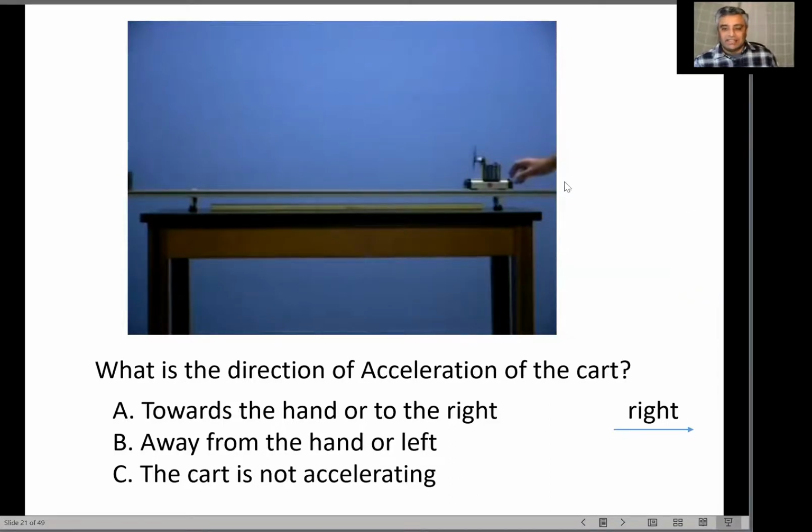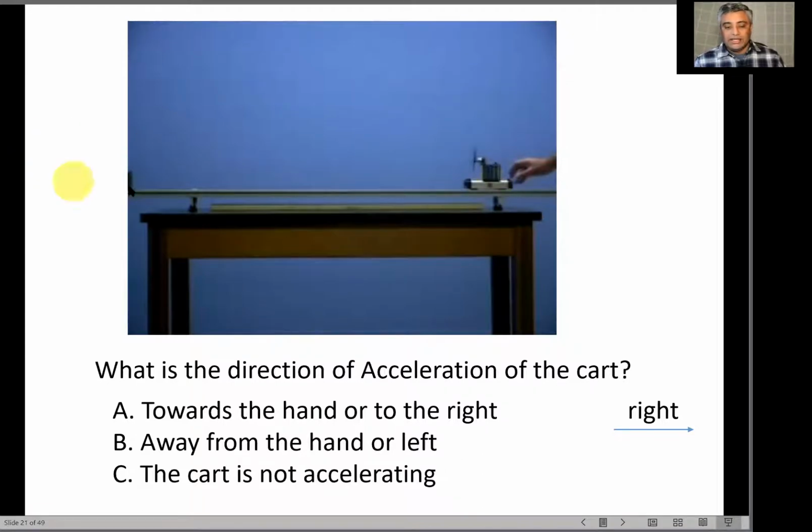Here, force is acting from this fan, and it looks like the fan is applying force opposite to the motion. And how do I know that? Because acceleration is in that direction. That means force is also going to be in the same direction, because force is mass times acceleration. Whatever direction acceleration is, that's going to be the direction of net force.